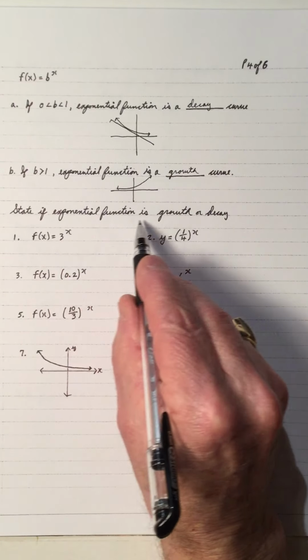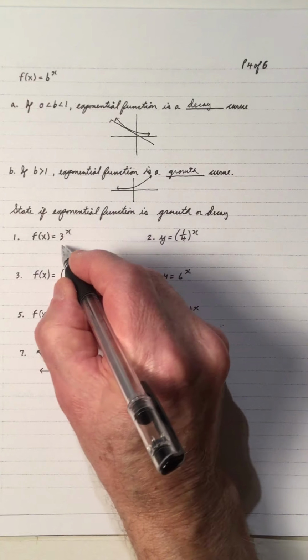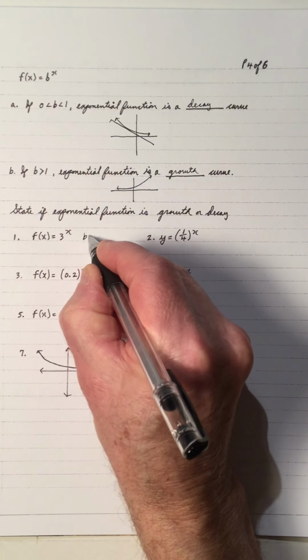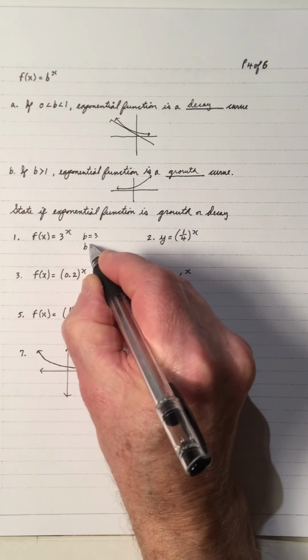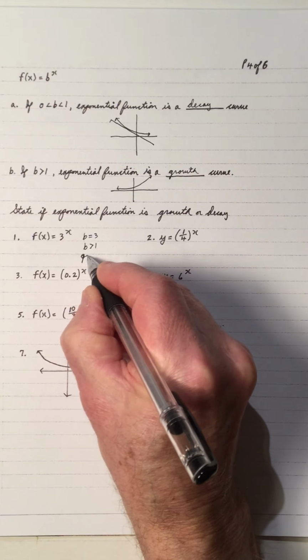State if the exponential function is a growth or decay. Notice the base is 3. The base 3 is greater than 1, so it's a growth.